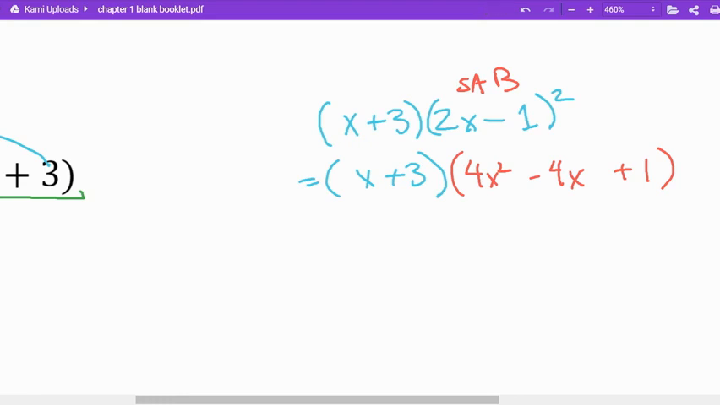And this is where FOIL breaks down, right? Because there's no first, outside, inner, last. Like, what do I do with the second bracket? So this is why I'm saying don't do FOIL. Instead, every term in the first bracket gets multiplied with every term in the second bracket.